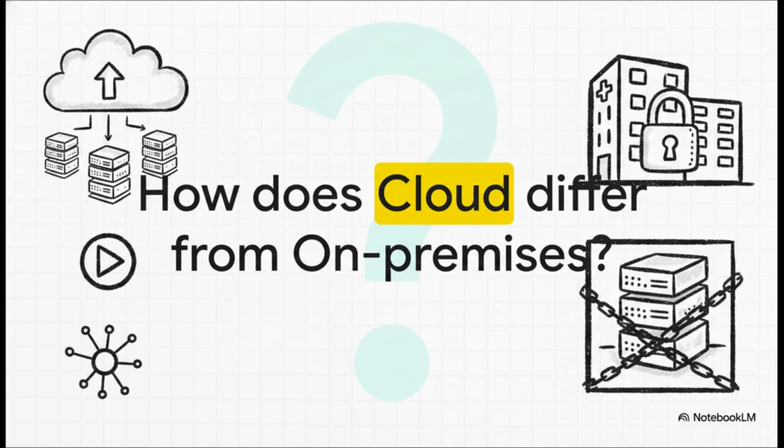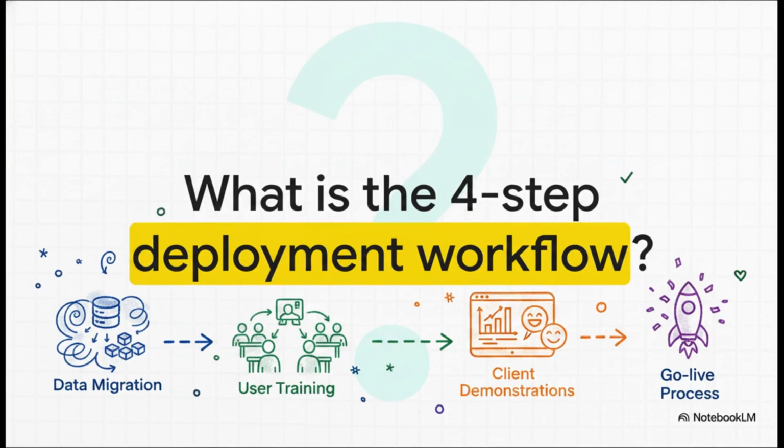How does a cloud deployment practically differ from an on-premises deployment? Well, a cloud deployment relies on external servers for massive elastic scalability, while an on-premises deployment relies on physical internal servers to maintain absolute lockdown security over highly sensitive data. Now, what is the sequence of the 4-step deployment workflow leading right up to the go-live process? To safely transition users onto a new system, we follow a strict sequence: data migration, user training, client demonstrations, and then finally, the go-live process.